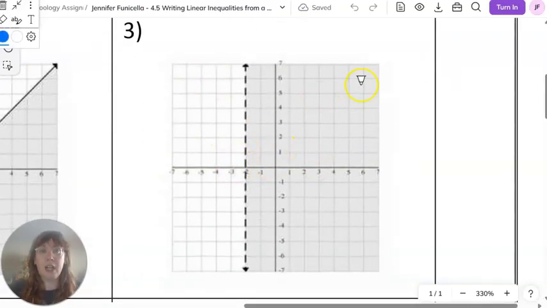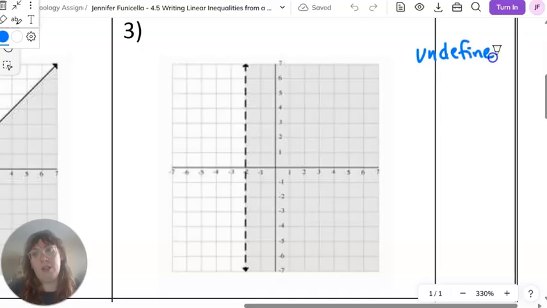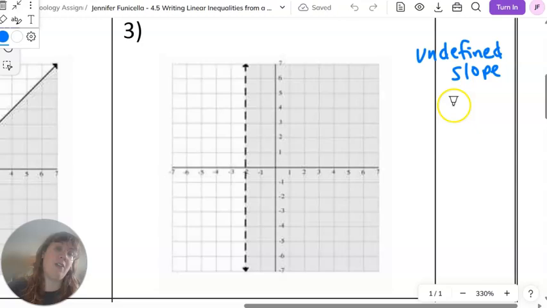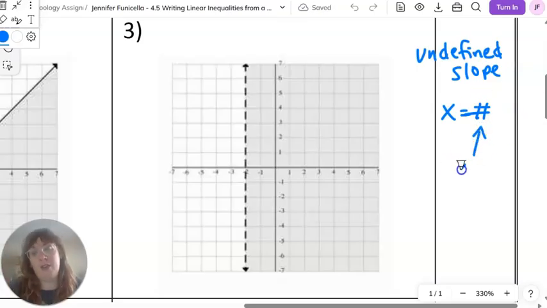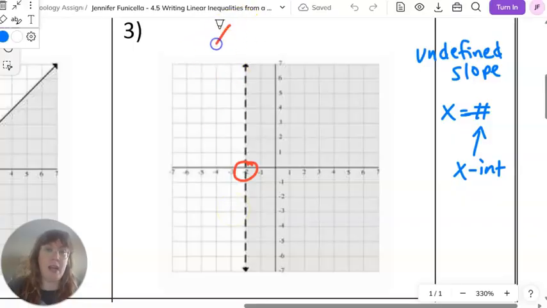Number 3 is a vertical line. Vertical lines have an undefined slope. So it's not technically a function. So we always write those as x equals some number when it's a line. And the number is always whatever the x-intercept is. So on this graph, we see our x-intercept at -2. So we know we're going to have an x and a -2.